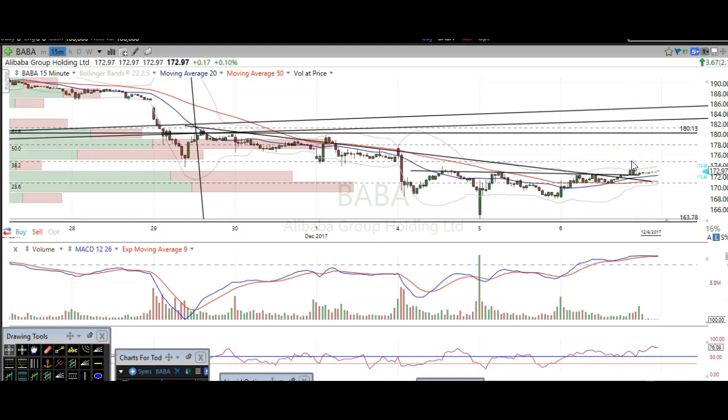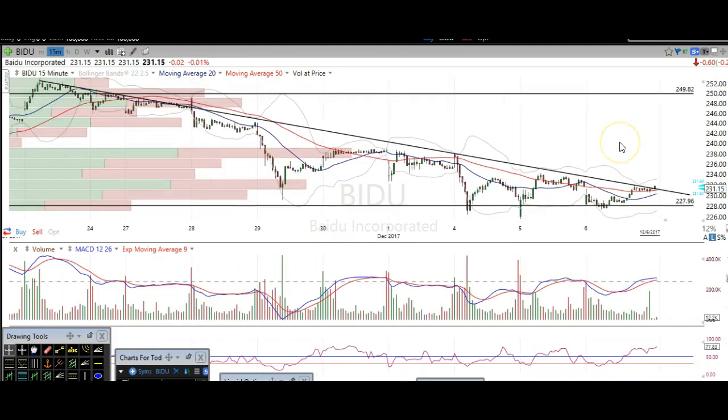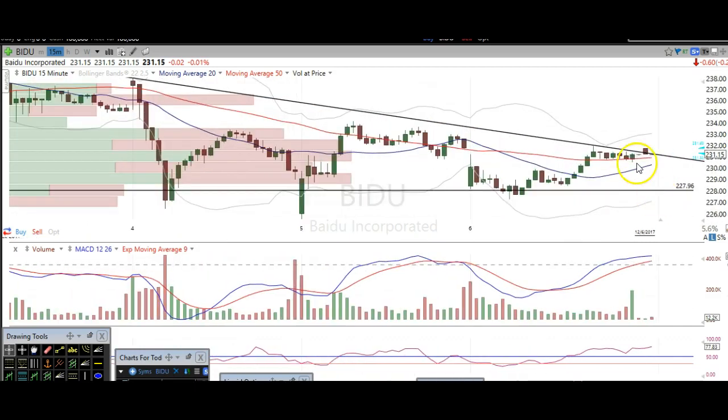The next one we're going to take a look at is Baidu. This is another 15-minute chart. And if you just look here, look how coiled Baidu is. We've got a trend line that has been keeping Baidu down since the 22nd of November. Look at how many times it has retested this trend line. Look at that. Dead on, hits.